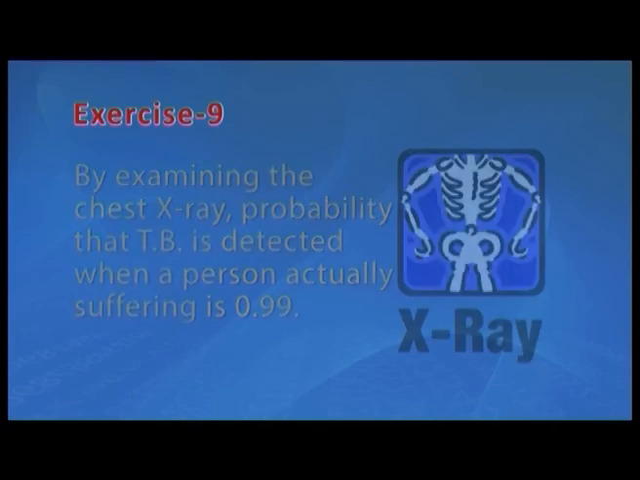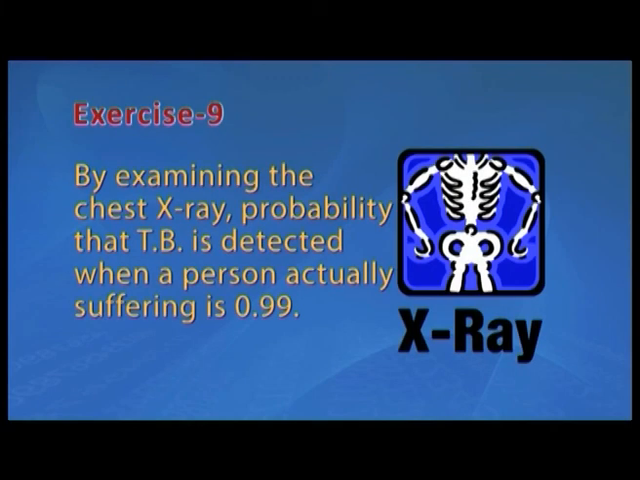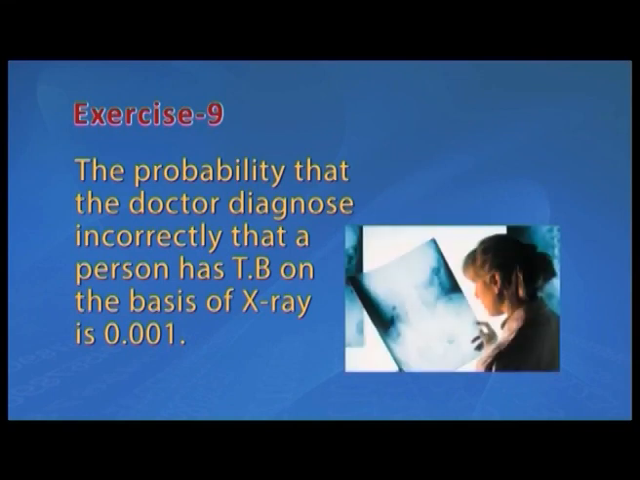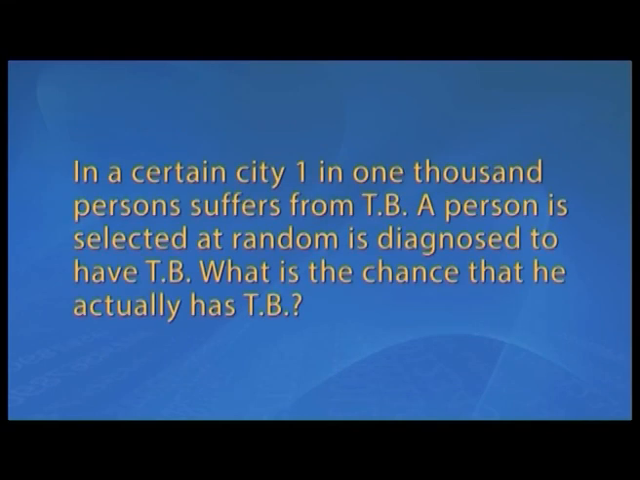Let's take another problem. By examining the chest X-ray, the probability that TB is detected when a person is actually suffering is 0.99. The probability that the doctor diagnoses incorrectly that a person has TB on the basis of the X-ray is 0.001. In a certain city, 1 in 1,000 persons suffers from TB. A person is selected at random and is diagnosed to have TB. What is the chance that he actually has TB?